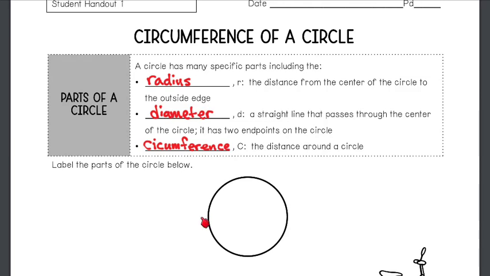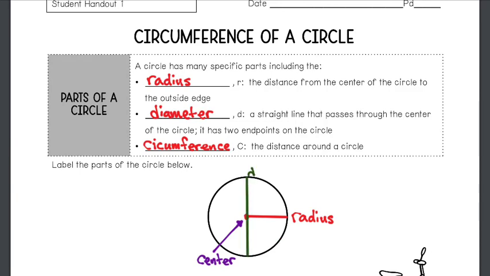So now here we have a circle. To label all of these parts, the very first thing is we label the center point, and that center point tells us that from there we can form a radius and a diameter. So to get a radius, we go from the center to the outside edge. And then to get a diameter, we have to pass through the center. It doesn't matter where it passes through, as long as it starts on one end, passes through the center, and goes out the other end.